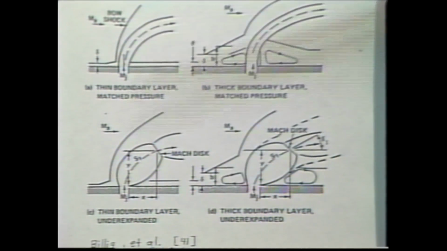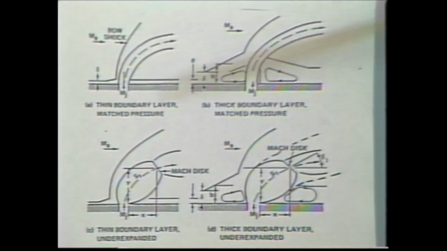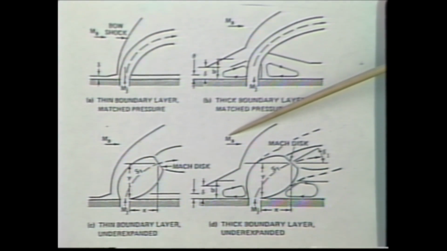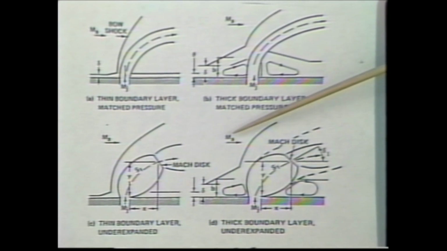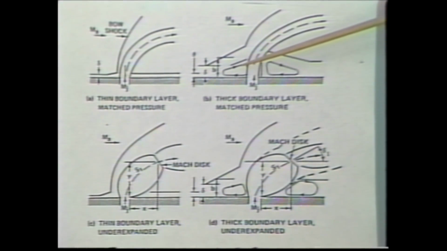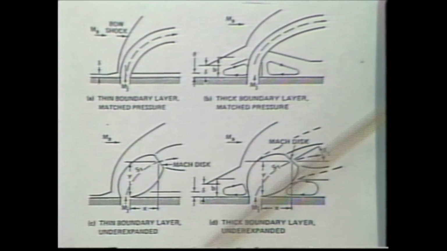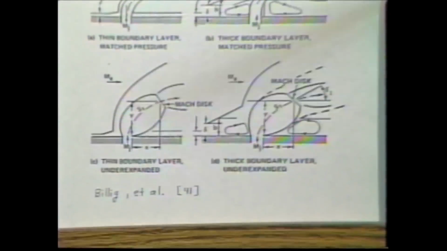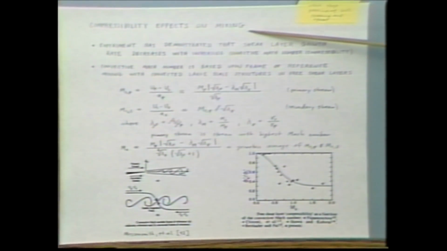And illustrated here are just 3 or 4 different physical possibilities for injecting the flow: thick boundary layers versus thin boundary layers, matched static pressures versus under expanded jets. And this reference I show at the bottom and over to the left have methods for actually calculating the amount of penetration. Dr. Lewis also talked about this, the effects of supersonic flow or compressibility on mixing.